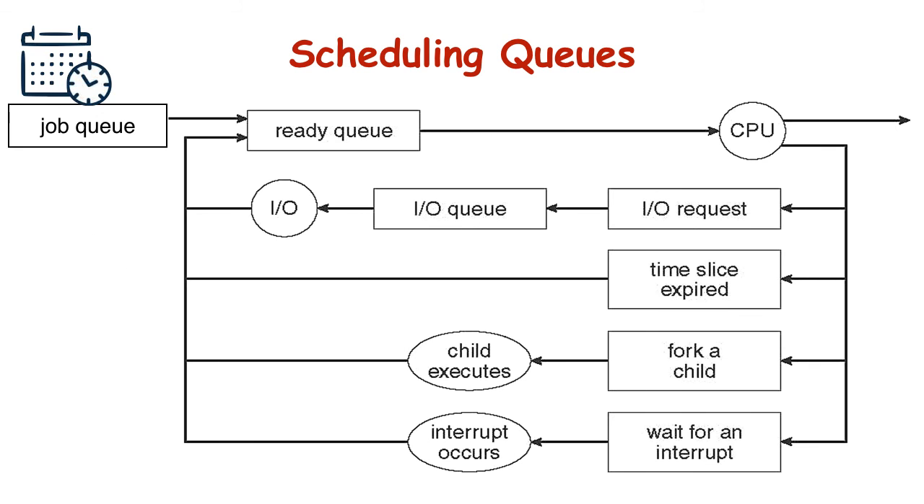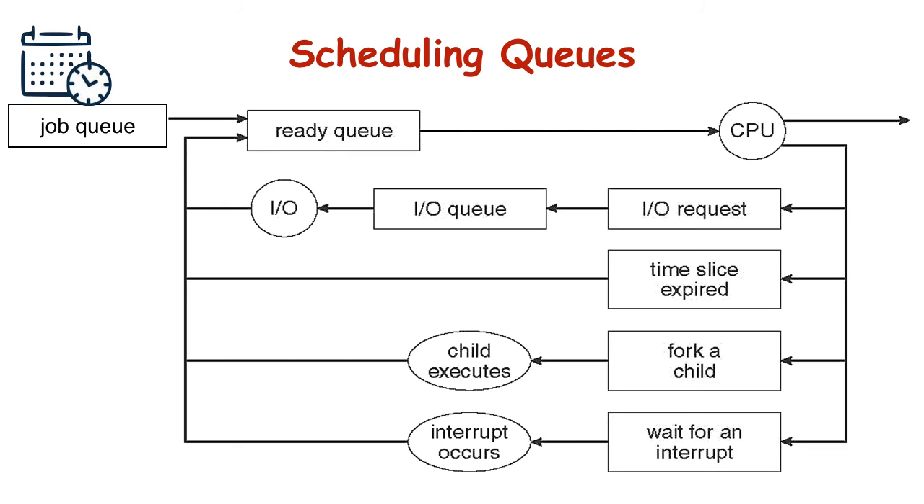So, this is a diagram which represents the various queues. The squares here represent the queues, and the circles represent the resource they are using. So we have the job queue, from where the process would be selected and moved to the ready queue, and then from the ready queue the process would go to the CPU, where it will be executed. While executing, if it requires some IO request, it will go to the IO queue, complete its IO request, and go back to the ready queue.